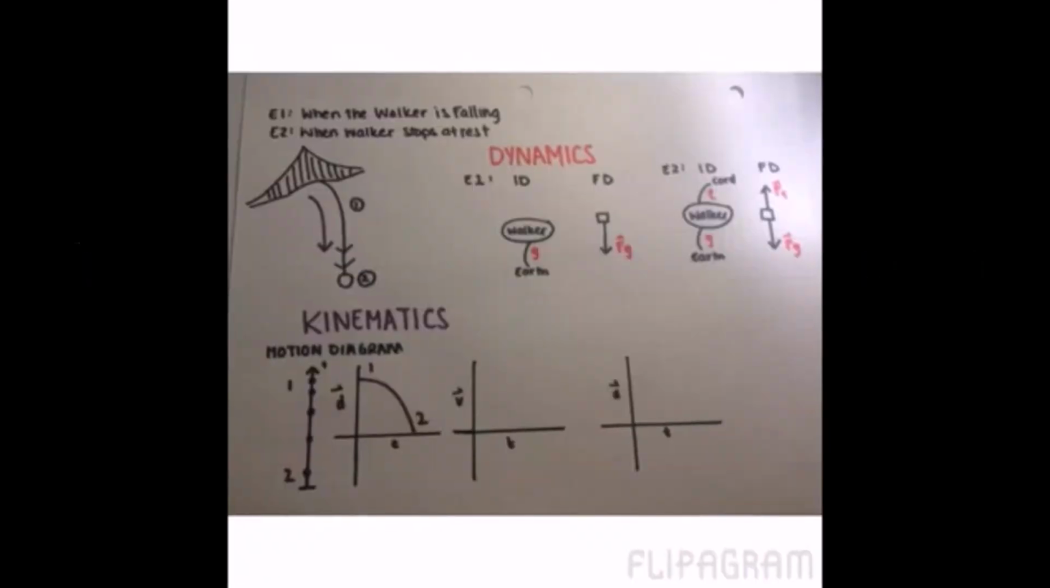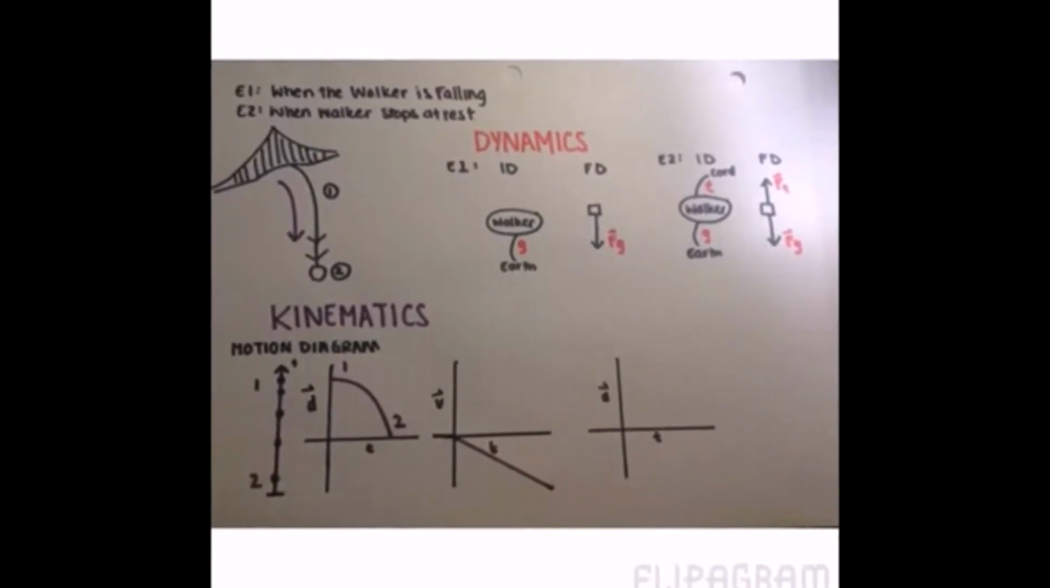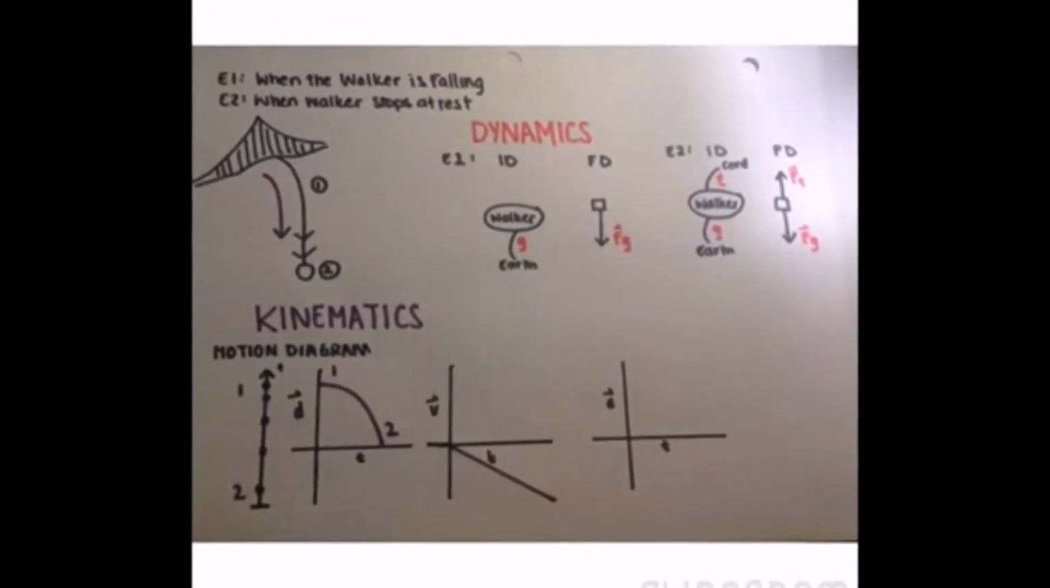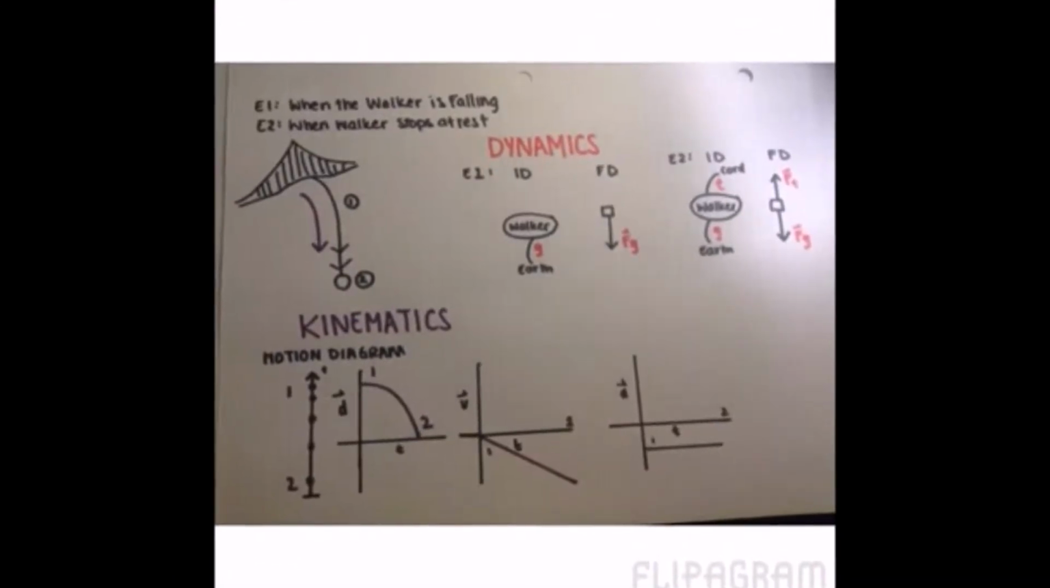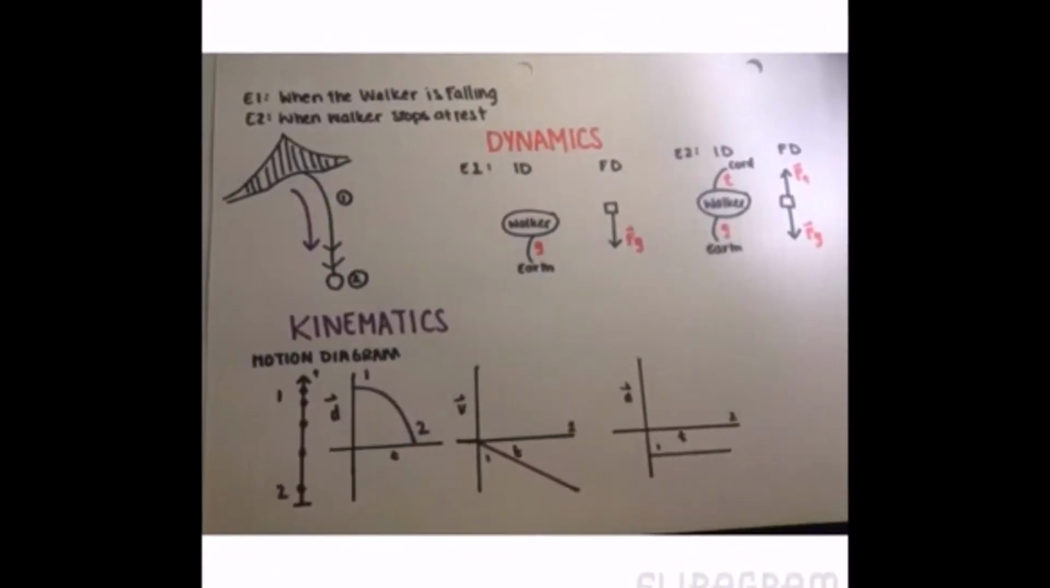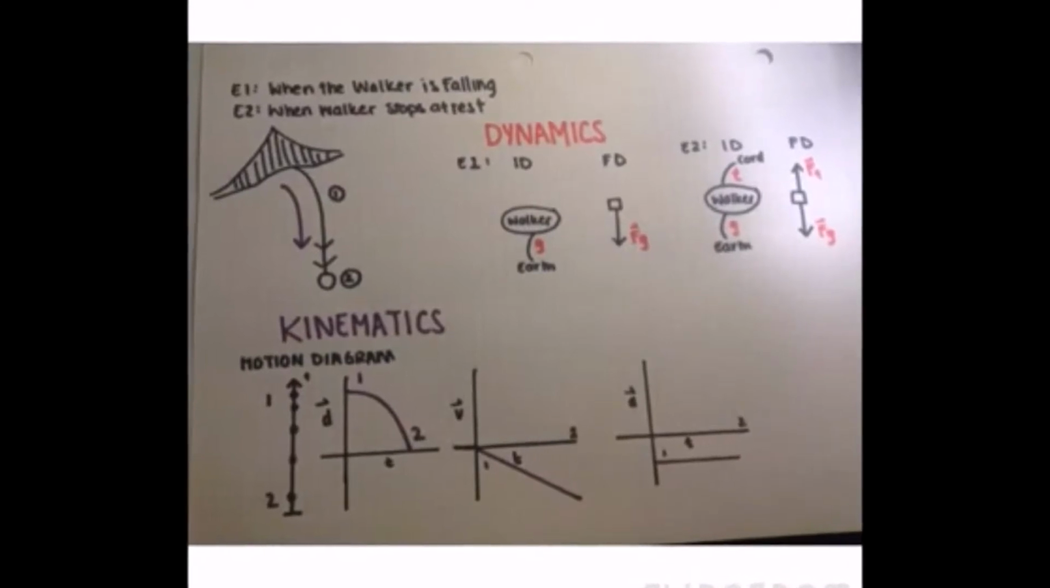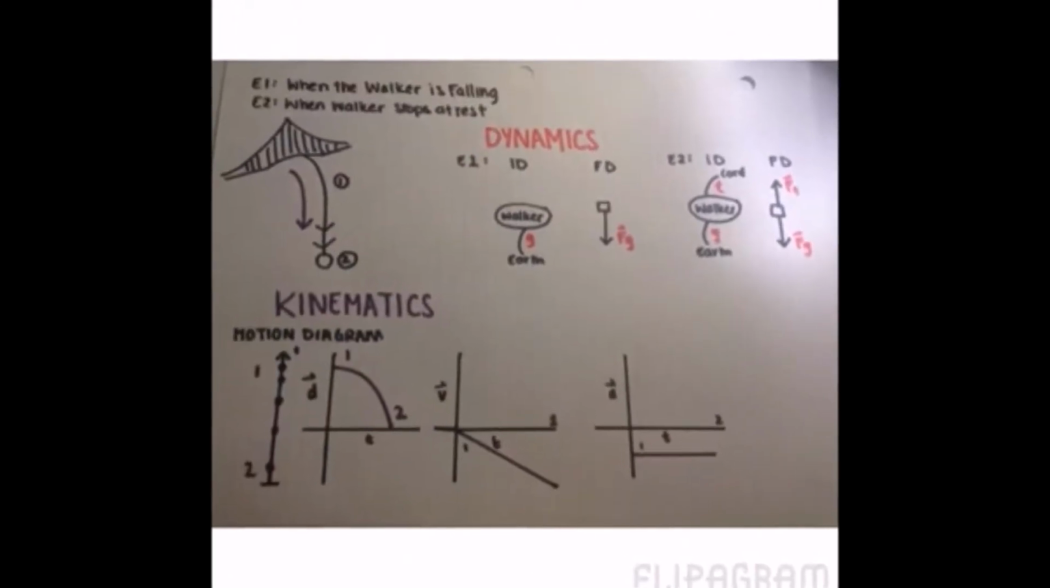In the velocity time graph, the velocity is increasing in the negative direction as time passes, so the line should be linear. In event 2, the walker is at rest, so the velocity is 0. The acceleration time graph shows that the acceleration of gravity is constant and going in the negative direction. In event 2, there is no velocity and no acceleration.